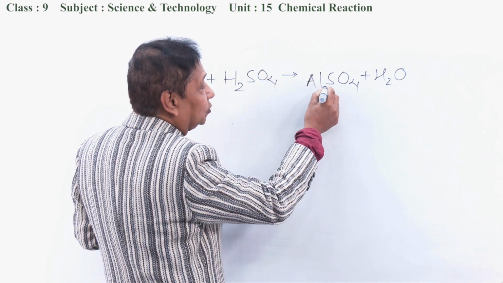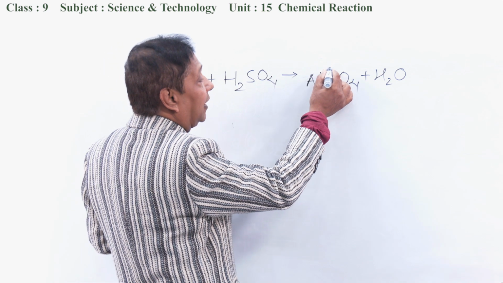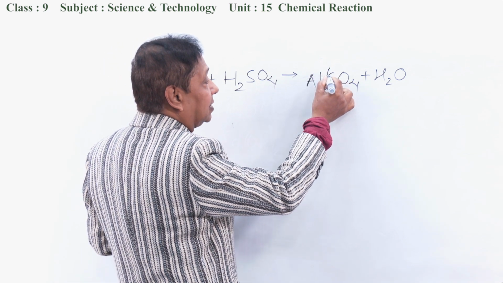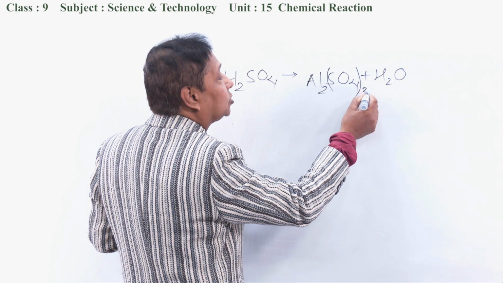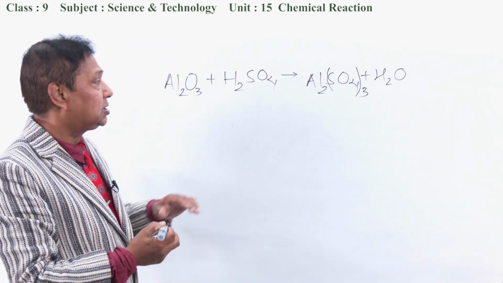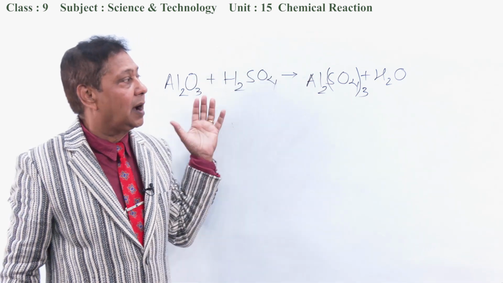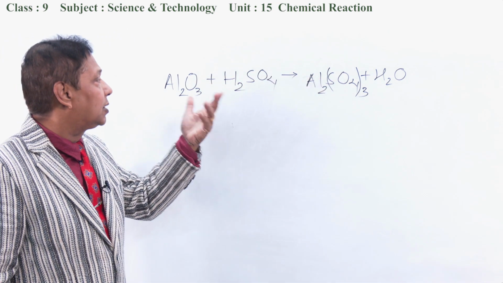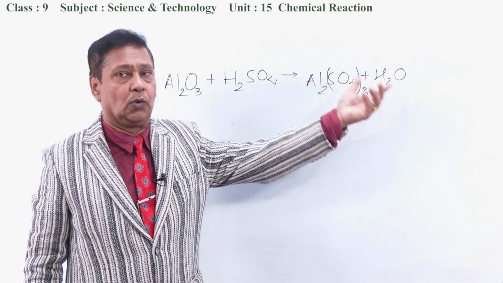So I have to write here 2, and the valency of aluminium should be transferred to sulfate. For this radical we have to keep the radical in brackets, and the valency of aluminium should be transferred like this. This is aluminium sulfate. Yes, the correct molecular formula is written. The word equation you can write easily: aluminium oxide, sulfuric acid, aluminium sulfate, water.